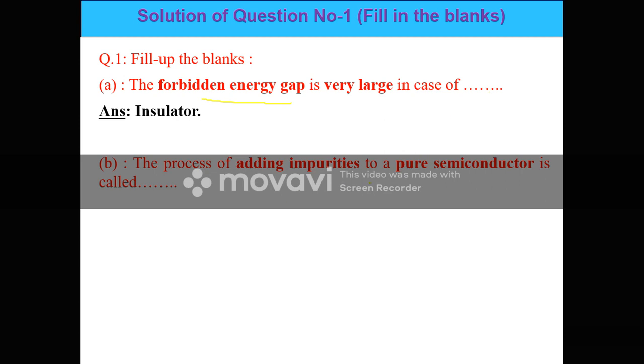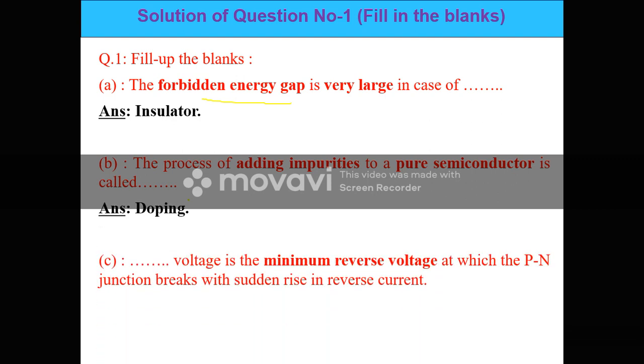The process of adding impurities to a pure semiconductor is called doping. Next, the dash voltage is the minimum reverse voltage at which the PN junction breaks down with a sudden rise in reverse current. That means breakdown voltage is the minimum reverse voltage at which the PN junction breaks with a sudden rise in reverse current. So the answer is breakdown voltage.